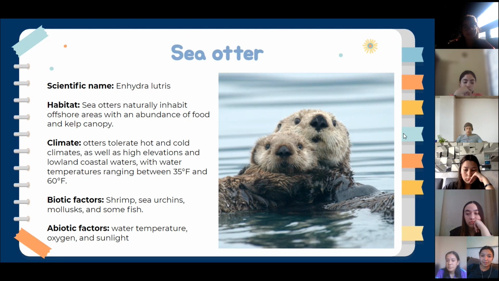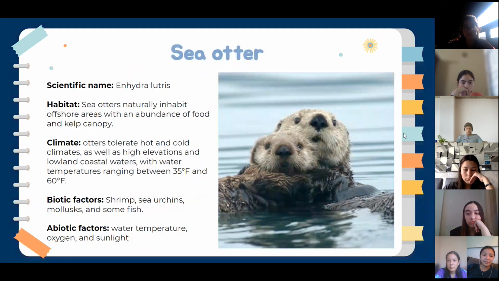Now we go with sea otters. Their scientific name is Enhydra lutris. Their habitat is offshore areas with an abundance of food and cold canopy. Otters tolerate hot and cold climates, as well as high elevations and lowland coastal waters, with water temperatures ranging between 35 Fahrenheit and 60 Fahrenheit. Some biotic factors are shrimp, sea urchins, mollusks, and some fish. As abiotic factors, they have water temperature, oxygen, and sunlight.